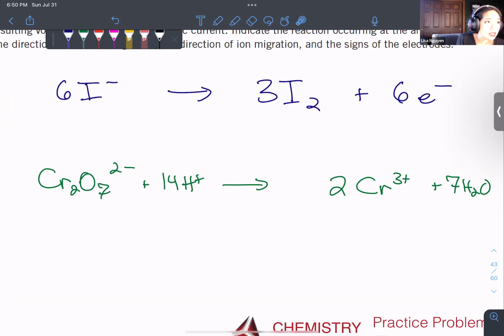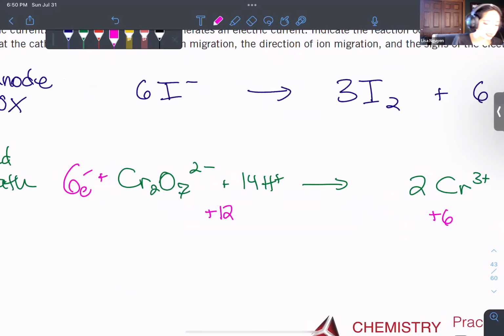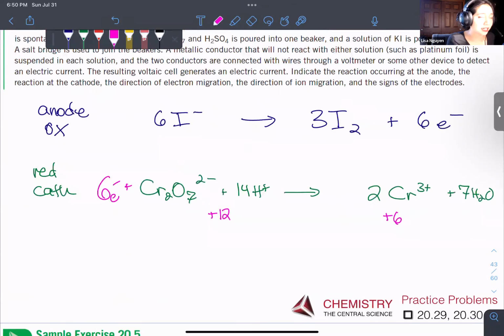So there's 14 H pluses, so that's plus 14, but dichromate is a -2. So I recognize there's a plus 12 on the reactant side, and there's only a +6 on the product side because there's 2 chromium 3 pluses, and then water is neutral. So we balance charge by adding electrons. So in order to get these 2 numbers to match, if I add electrons, I want to bring 12 down to 6. So the last part of this balanced equation is adding the 6 electrons to the reactant side, and that is consistent with a reduction reaction.